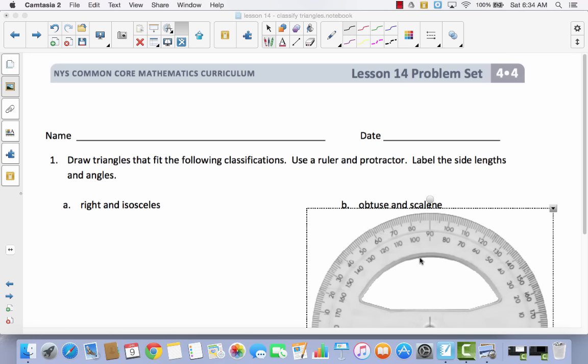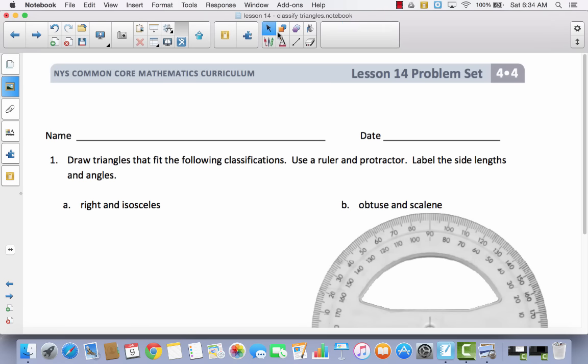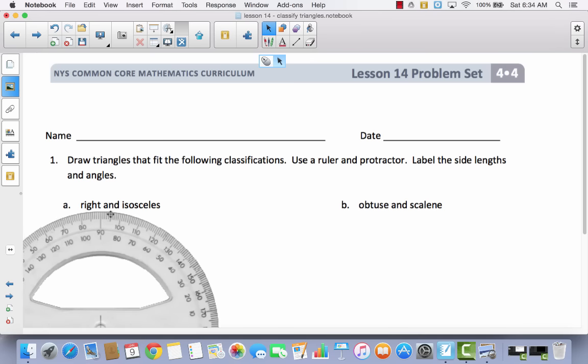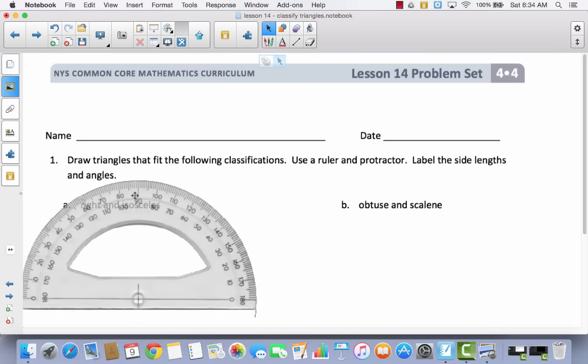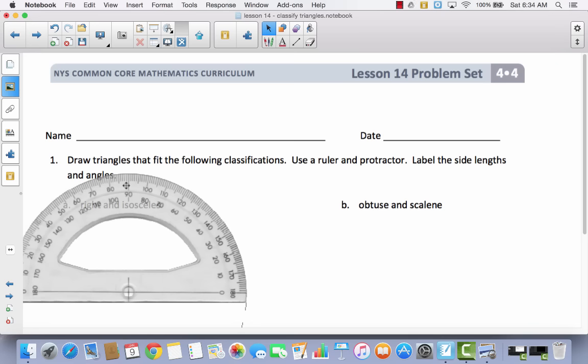So, whenever you are drawing a triangle and you have to base it on its angles and on its sides, you have to do the angles first. So that's why I have my protractor right here. All right, so the first thing we're going to do is we're going to create a right angle. It doesn't matter where you put your right angle, but I'm just going to put it right here at the bottom.